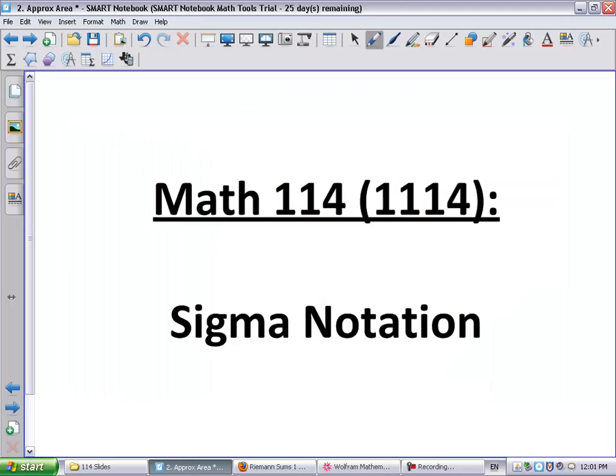Okay. So now we need to start developing notation that's going to make this easier, less cumbersome to deal with. The first thing we're going to do is learn about something called sigma notation. The sigma, that's the shape, is the Greek letter S.